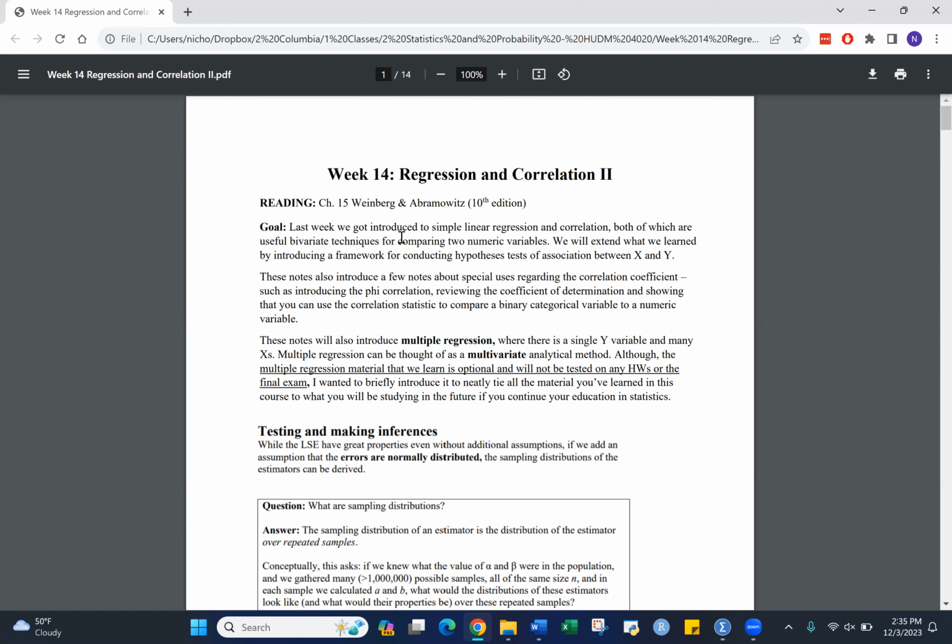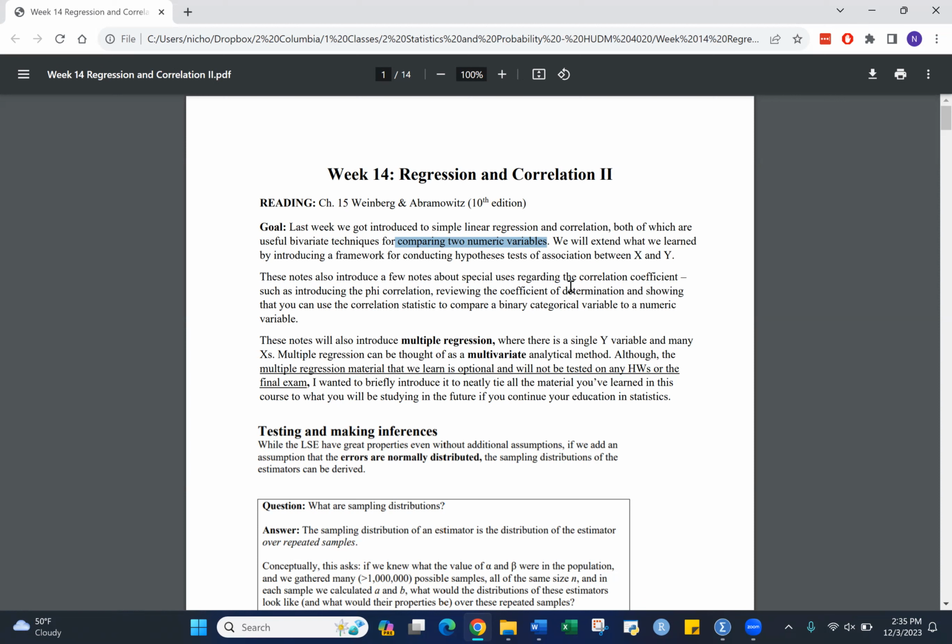So last week we got introduced to simple linear regression and correlation, and we learned that they're both really similar. In fact, exactly equivalent procedures. And let's start with how they're similar. First, they're bivariate techniques. Bivariate means they're suitable for comparing two different variables. But going further, the correlation and simple linear regression model are really suitable for comparing two numeric variables.